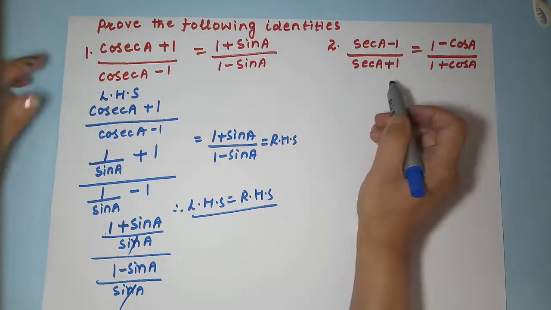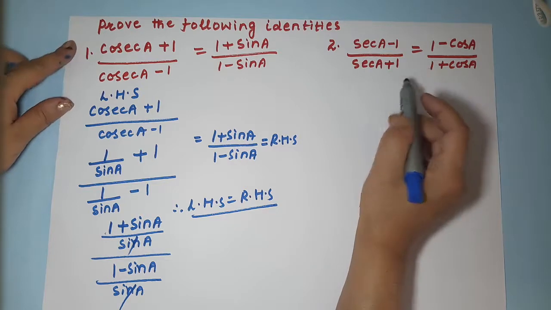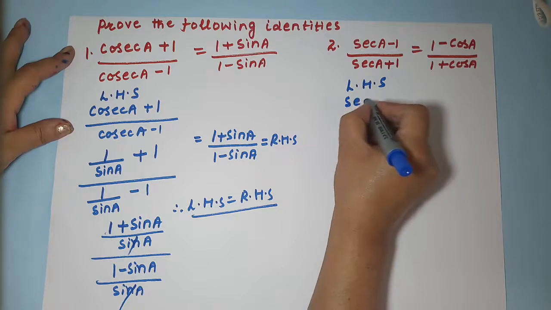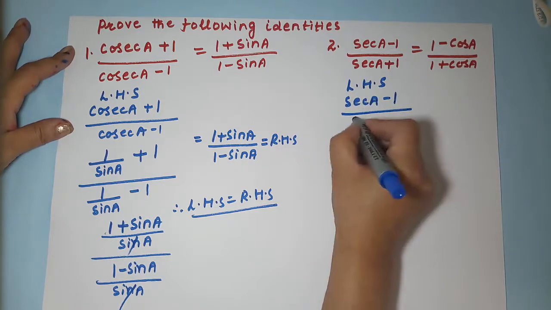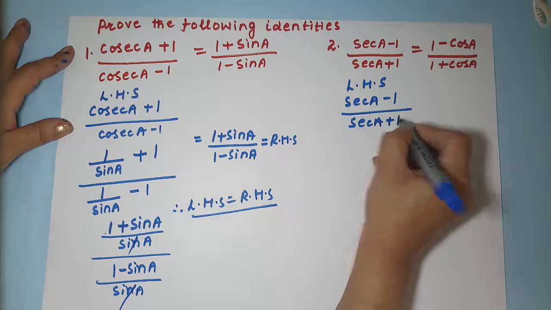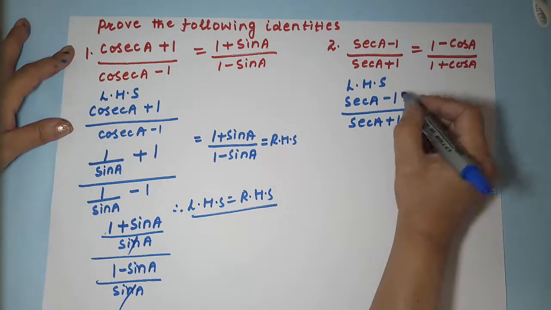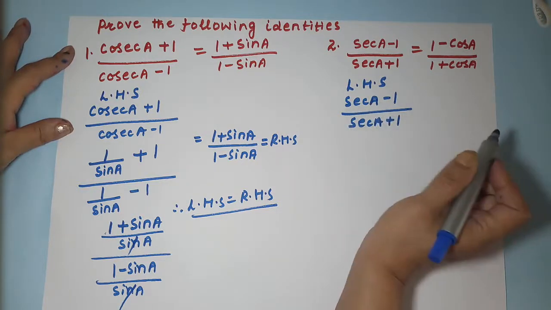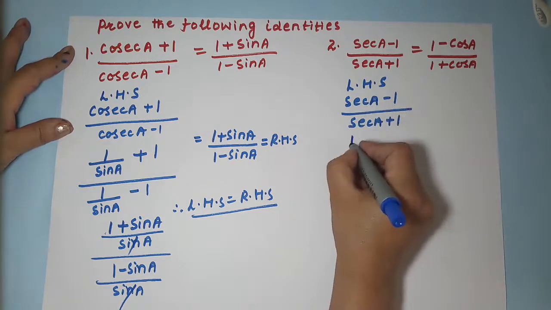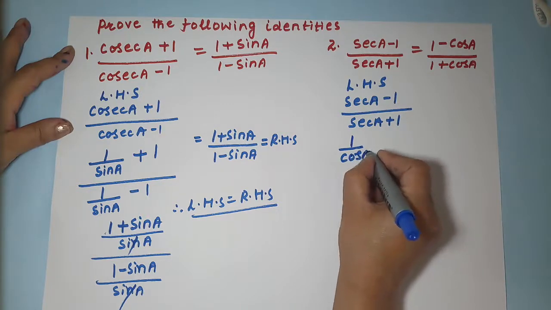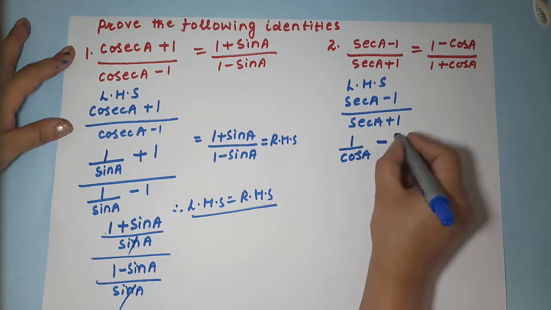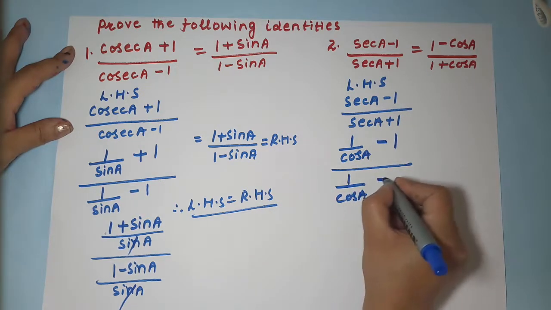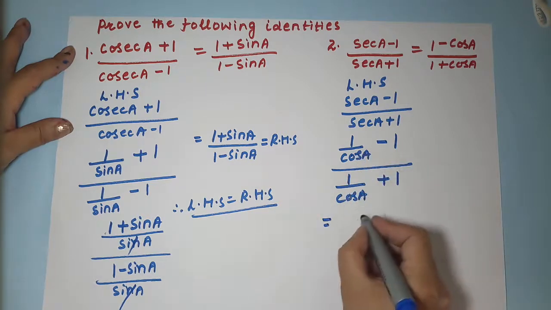Okay, now this one here also I will choose the left hand side here. Write it again, sec A minus 1 upon sec A plus 1. Then what is the next step? Try to convert it into sine and cos. So how do I convert sec into sine? It can be converted into 1 by cos. I can write in place of sec as 1 by cos minus 1 divided by 1 upon cos A plus 1. Now same way I can take cos A LCM.